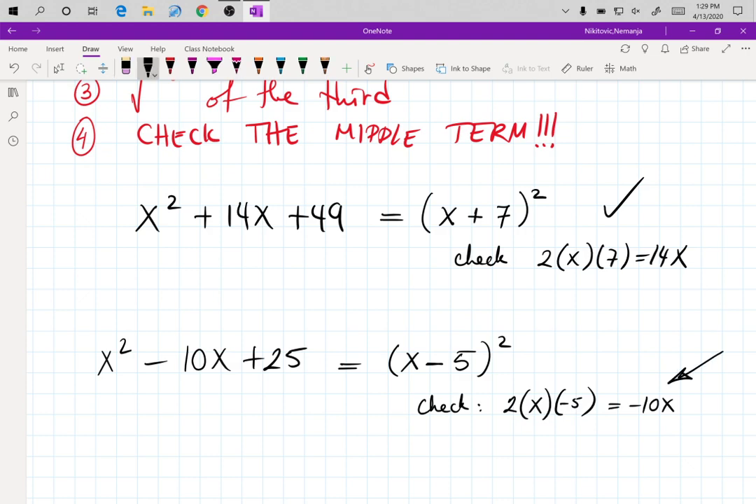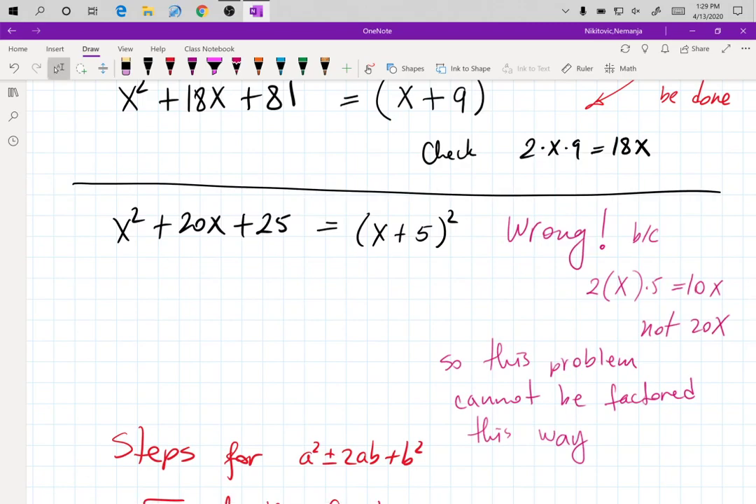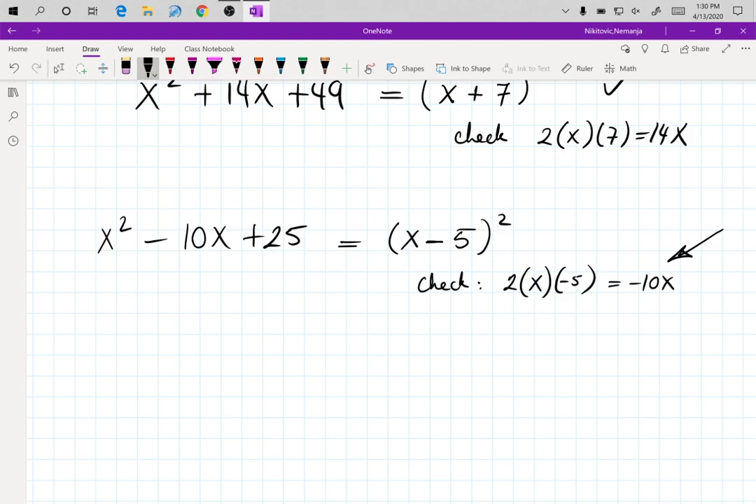You have to do this, because if this doesn't match that, then that will be wrong. Remember, we had the example where it didn't match, so this was wrong. You see that at the 20x, I still have my x squared and 25. That had to be 10. See? 10. But it was not 10. So that answer was wrong. You have to check this middle term, otherwise the problems that look like they're there, but they're not, are going to give you issues.